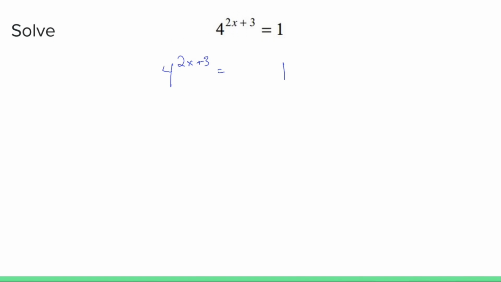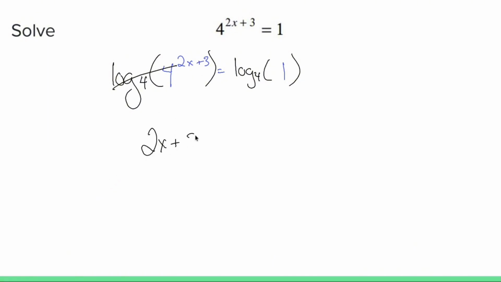Well, when I have stuff in an exponent, I need to make it no longer in an exponent, especially my variable. So the way you do that is you log base b both sides. So if I log base 4 both sides, that crosses out, so you drop down the 2x plus 3. Now, here's a fun little fact. Log base anything of 1 is 0.